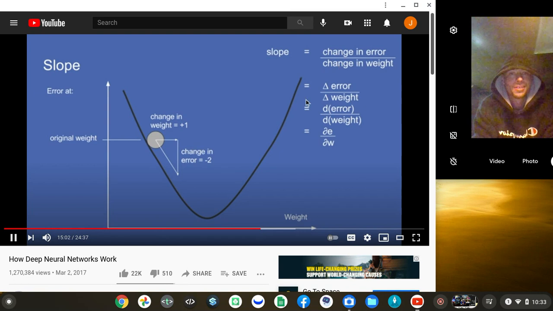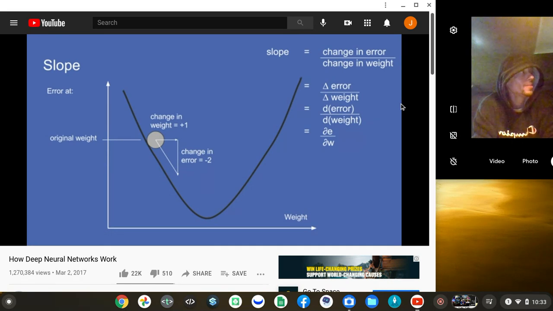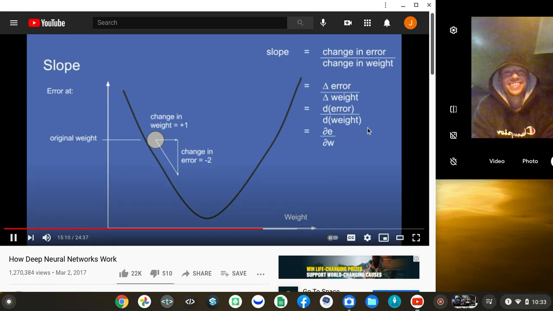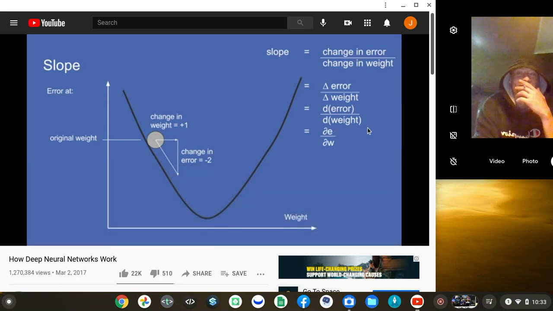This does get into a little bit of calculus. We do take derivatives. That's how we calculate slope. If it's new to you, I strongly recommend a good semester of calculus, just because the concepts are so universal.